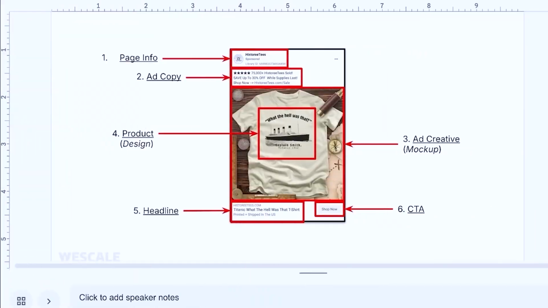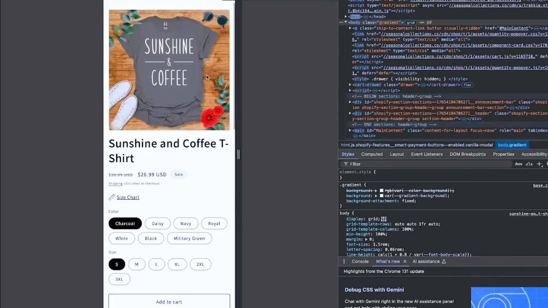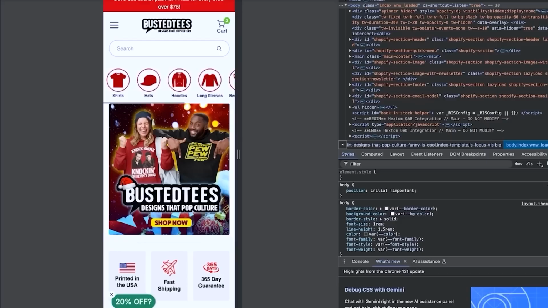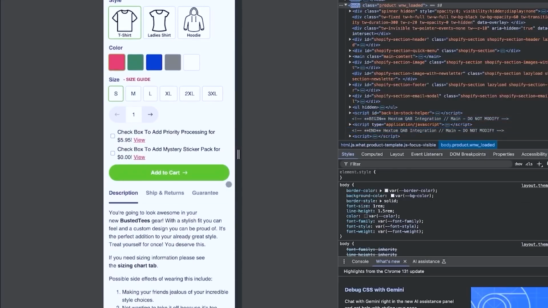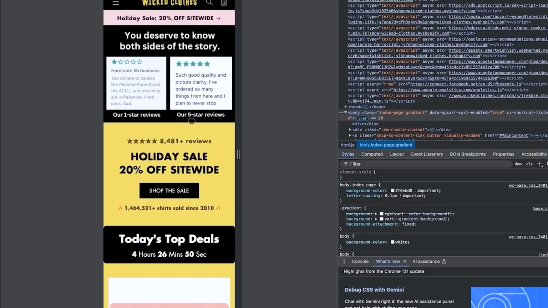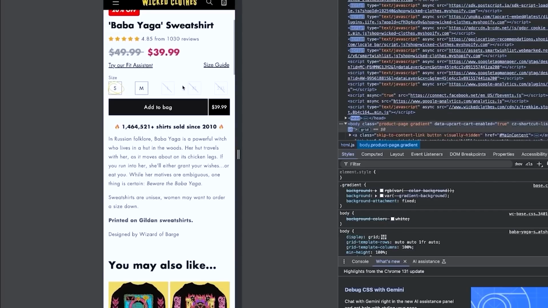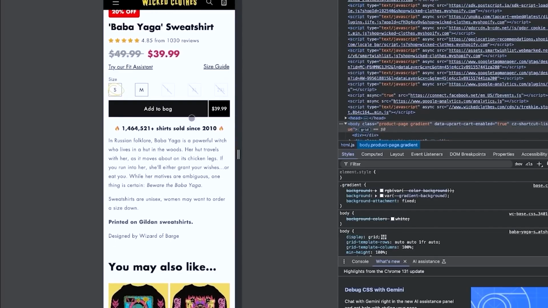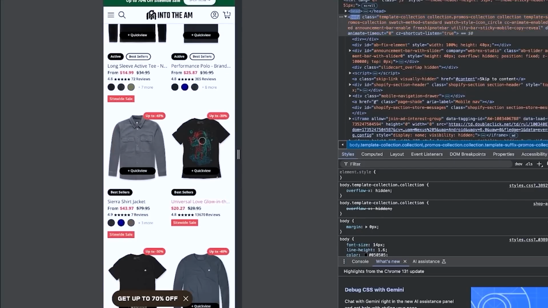Let's take a look at what some of the other sites are doing. Like on ours, we have that. Let's see what Busted Tees does. They have the green rounded one. Then Wicked Clothes. They just do the black one. Then Into the AM, I think, is the same.